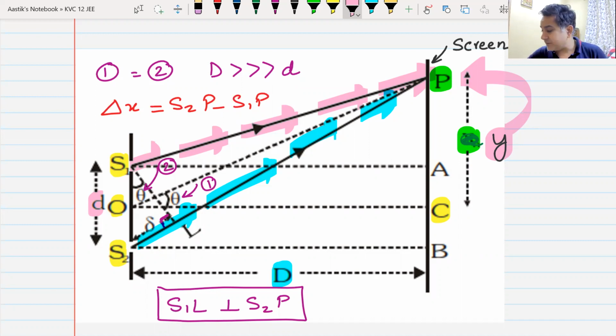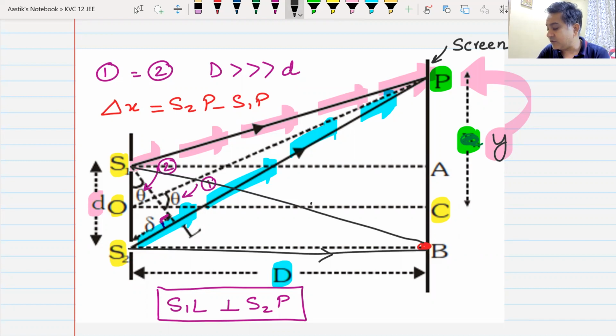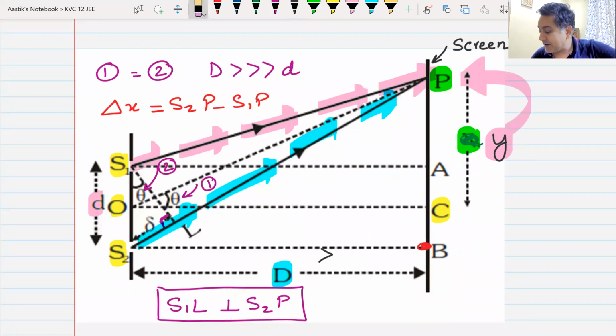If I would have taken a point down below, let us say here at point B, then you could have seen that this S1 wave would have taken more time compared to this S2 wave. So in that case, the path difference would be S1P minus S2P. Do we understand this? So depending on where you have taken the point, if you have taken the point on the top, above C, S2P will be more. If you take the point below C, S1P will be more.